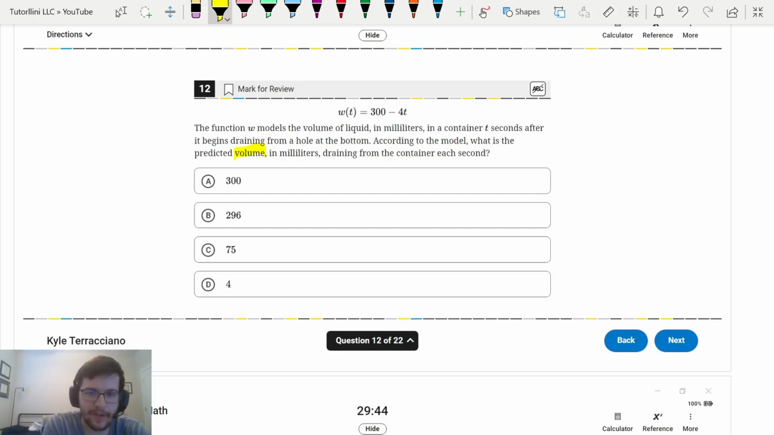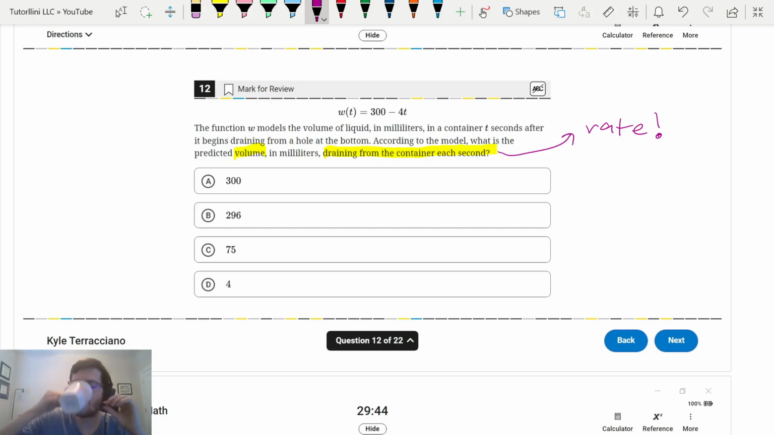So what's the volume draining from the container each second? That should sound like a rate to you. Each second, kind of like in your car, you go miles per hour, and that's a rate. Each and per are very similar. So for this one, rate, that's asking about the slope.